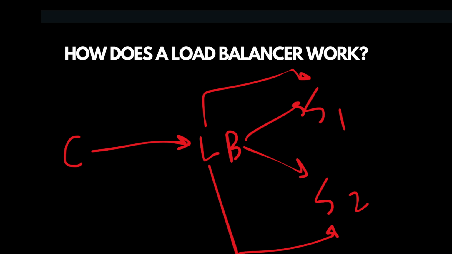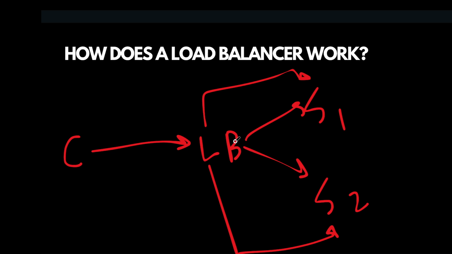We have least response time, which sends requests to the server with the fastest response time and fewest active connections. We have IP hash, which directs a client's request to a server based on their IP address, useful for session stickiness, though this can lead to uneven distribution.